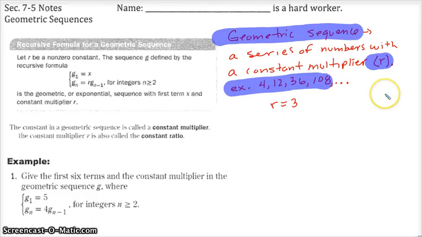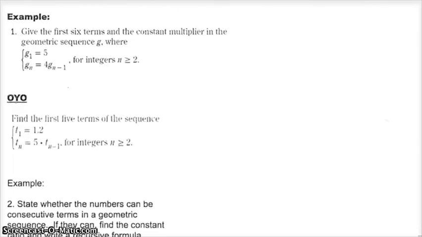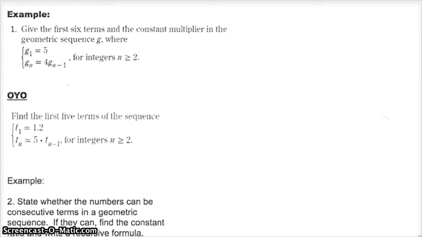Let's look at how we might write a geometric sequence as a recursive formula. In example 1, you can see a recursive formula is given to us. If you'll remember, recursive formulas give you the first term, and then you are asked to find the next terms based on the previous term. So, they've given us the first term, which is 5. Now they say each previous term gets multiplied by 4. So to find the next term, I'll do 5 times 4, which is 20.